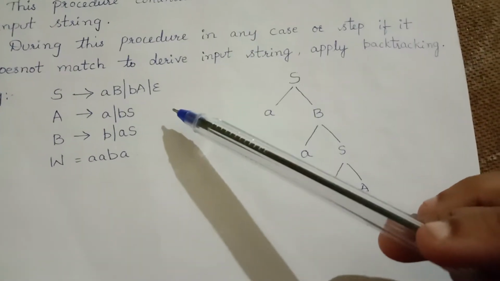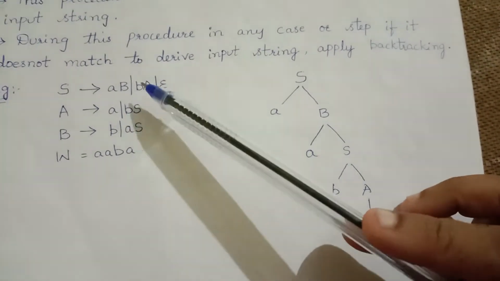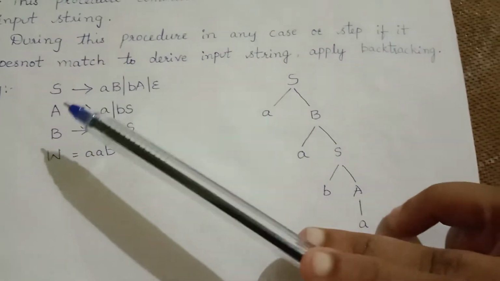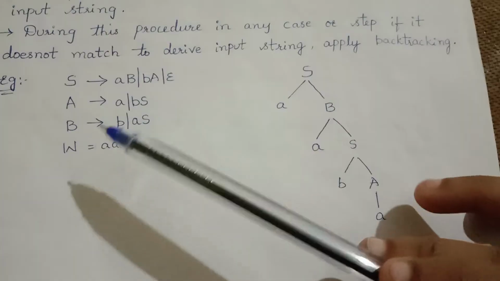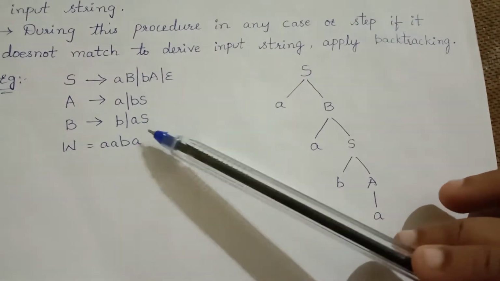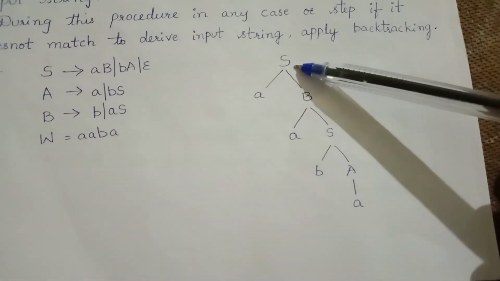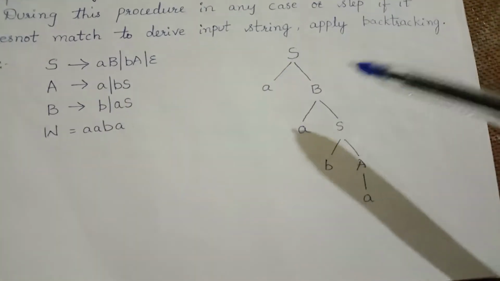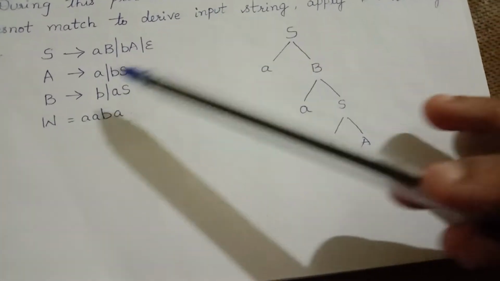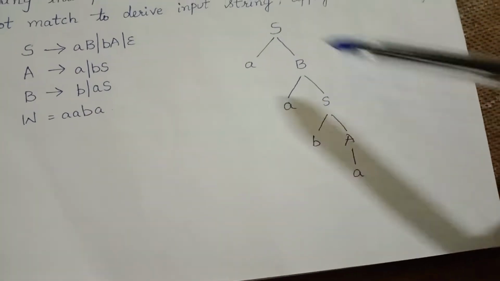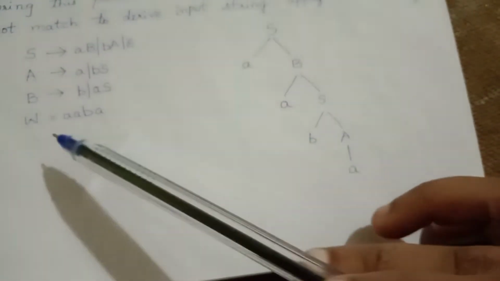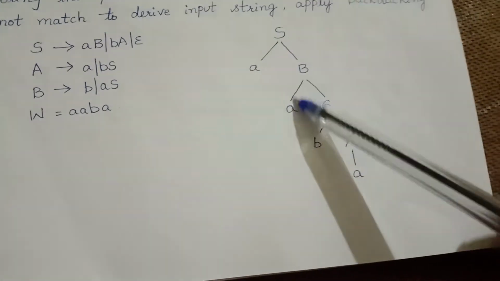Consider an example like S tends to AB or BA or epsilon, A tends to a or BS, B tends to b or AS, and the string we need to derive is aaba. So I'm constructing the parse tree for this. S tends to AB, and B tends to AS, B tends to AS, S tends to BA, and A tends to a. So we have derived the given input string aaba.